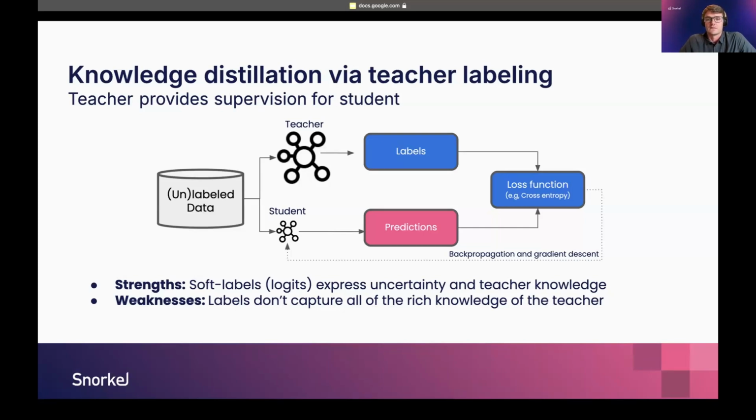And the idea is the teacher model has some inductive bias that you can leverage. And this inductive bias today is coming from extremely large models, hundreds of billions of parameters. And we can leverage this inductive bias to improve student performances, improve smaller model performances. But of course, we've moved on from just teacher labeling because labels don't capture all of the rich knowledge that a teacher might have, especially in large language models.